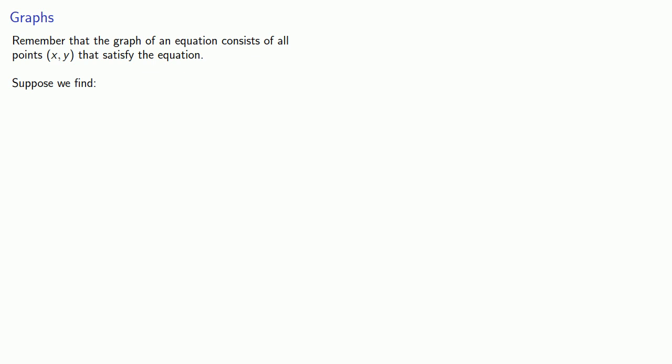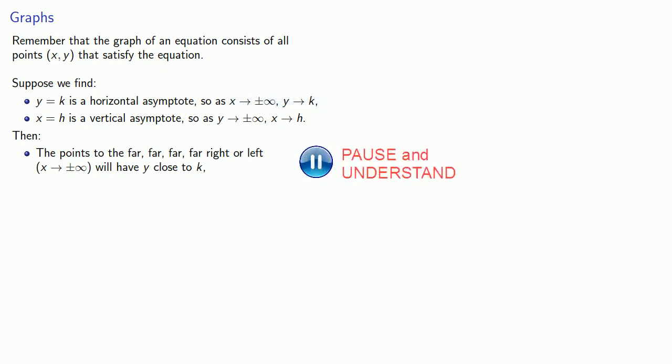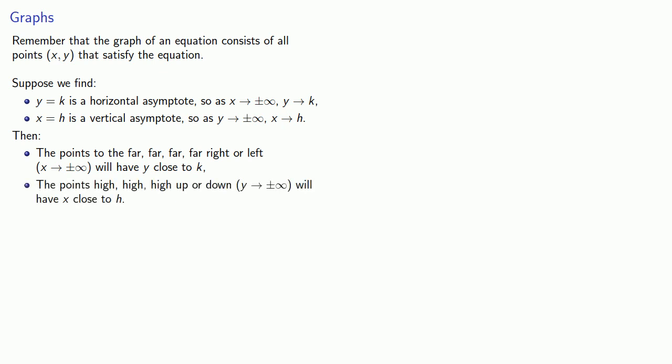Suppose we do all of this work and we find that y equals k is a horizontal asymptote and x equals h is a vertical asymptote. Remember, this means that as x goes to plus or minus infinity, y goes to k, and as y goes to plus or minus infinity, x goes to h. What this means is that the points on the graph far, far to the right or left, x going to plus or minus infinity, will have y values close to k. And likewise, the points high up or way down, y going to plus or minus infinity, will have x values close to h.